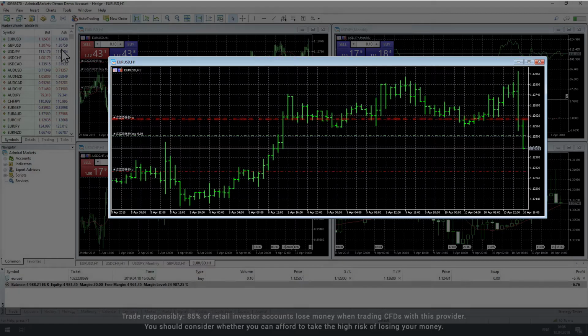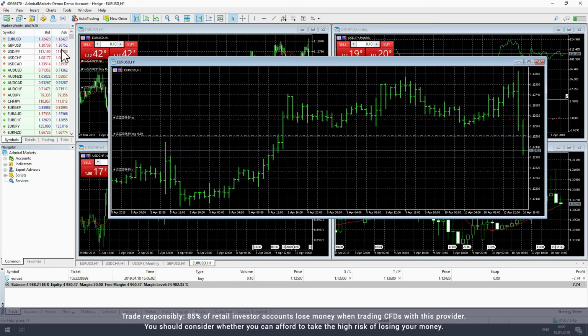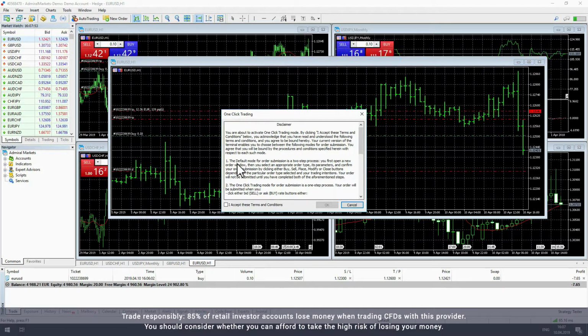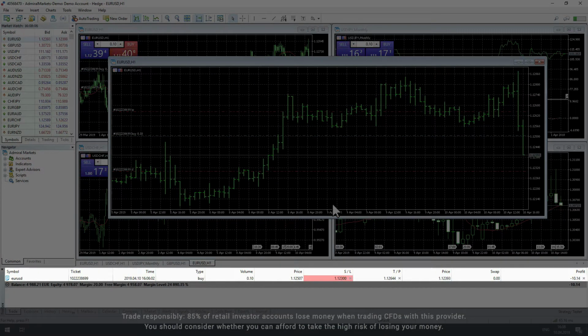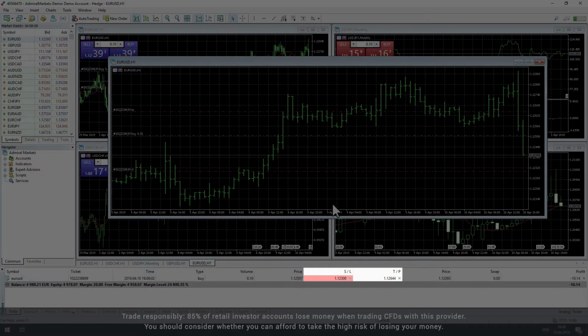You can also adjust your stop loss and take profit levels from the chart. Simply select the red line with your cursor and drag it to your desired level. Note that the first time you do this, you will need to accept the terms and conditions of one-click trading. In the toolbox, you can see all of the information associated with your trade, including the stop loss and take profit.